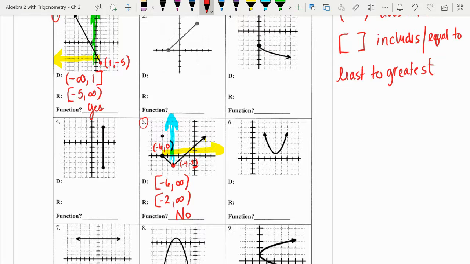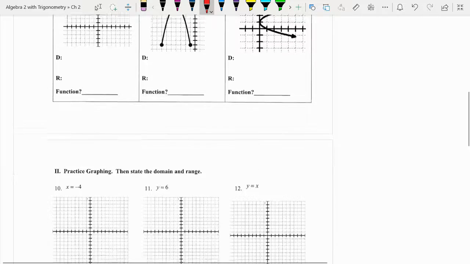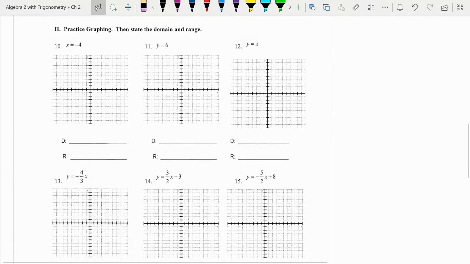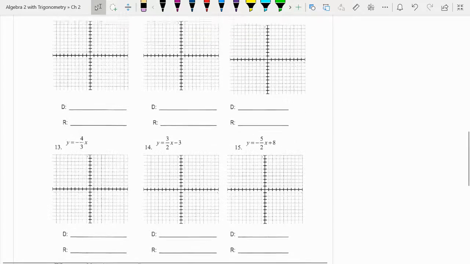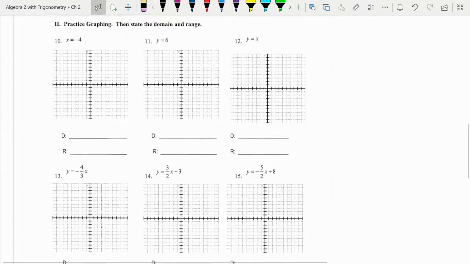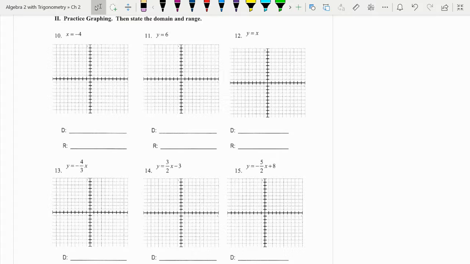We're going to go to the second page of these notes and do a couple more. So when I go to page 2, I see 10 and 11 and 12, and it says practice graphing, then state the domain and range. I want you to know that 10 through 15, every one of these graphs, x, the variable, is to the first power, first degree. So that means these are all linear. These are all lines. So these are linear equations.